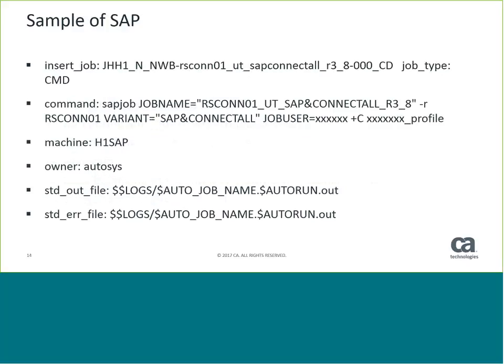So here's a sample of the SAP job. This is actually taken live from a client, so that's why we have that lovely job name. Basically, in the adapter, we have a standard AutoSys job. Command is SAP, job name, variant, job user, changed to protect the innocent, and the profile. The machine is where the agent is, not where SAP is. Owner, AutoSys, standard out, standard error. And there were date and time conditions on here. That basically comes straight across. So this is what that job looked like with the adapter.